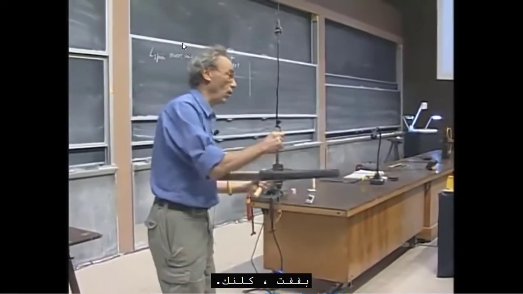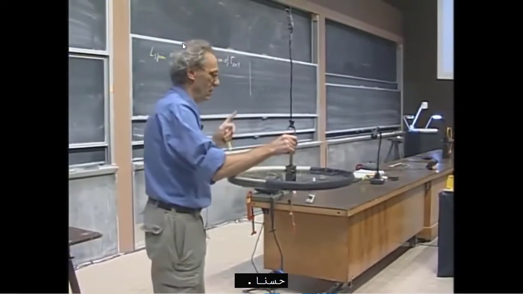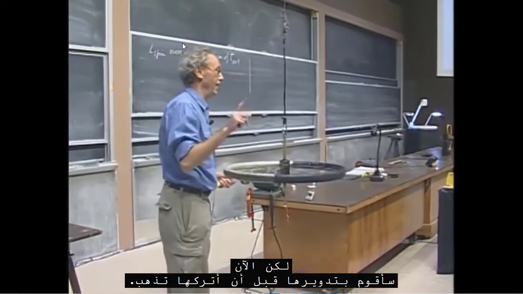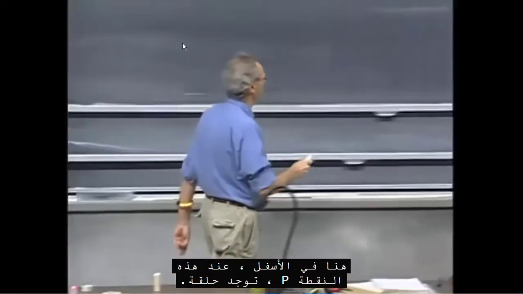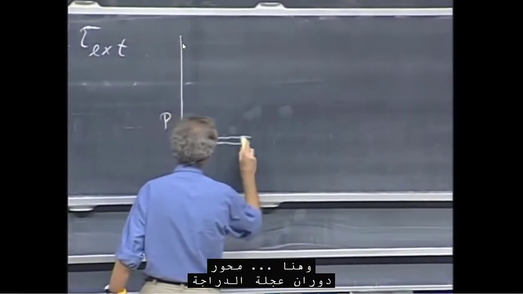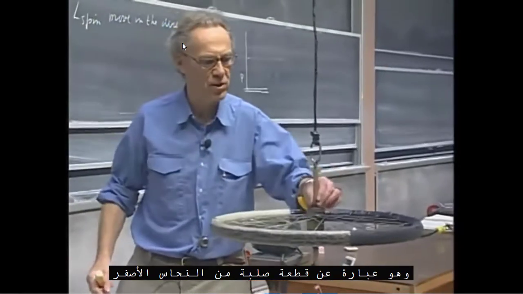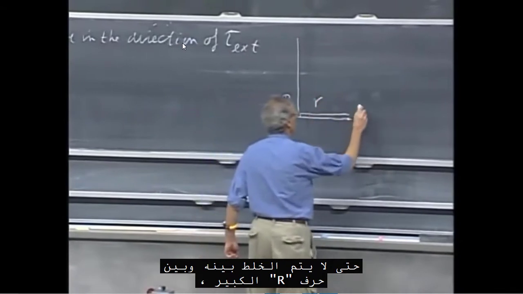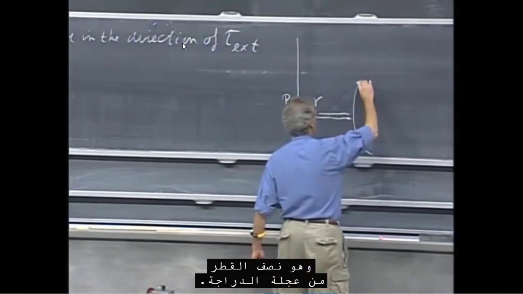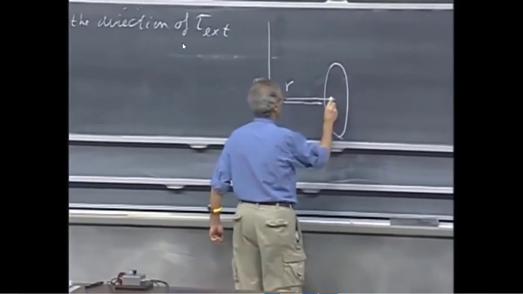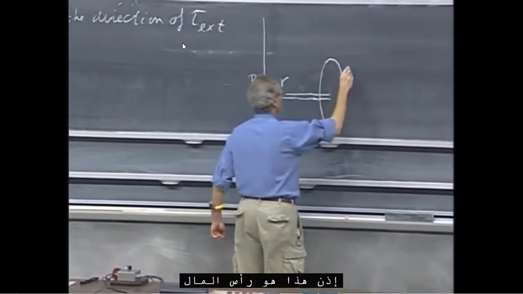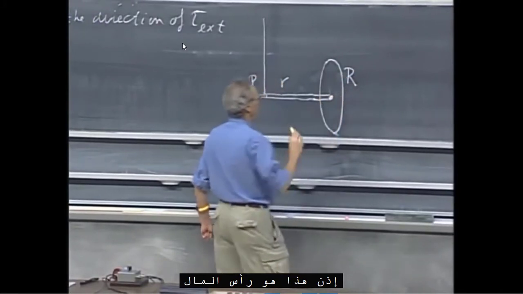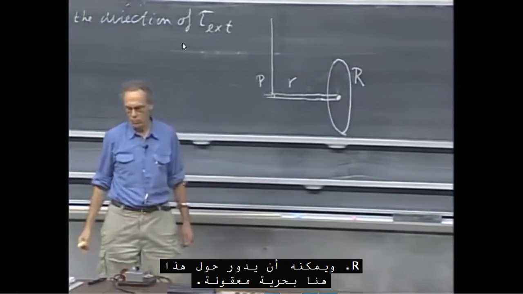Well, we all know what will happen. Clunk. It's clear. All right. But now I'm going to spin it before I let it go. So here at the bottom, at this point P, there's a loop, and here is the axis of rotation of the bicycle wheel, which is solid brass. It's a solid piece. And I give that a length, a little r, not to be confused with capital R, which is the radius of the bicycle wheel. So this is capital R. And it can rotate about this here reasonably freely.